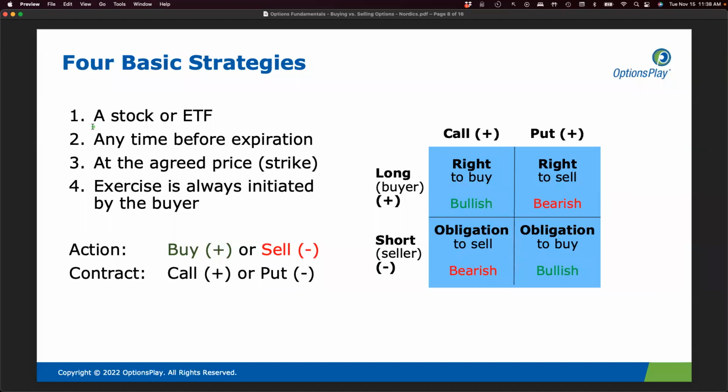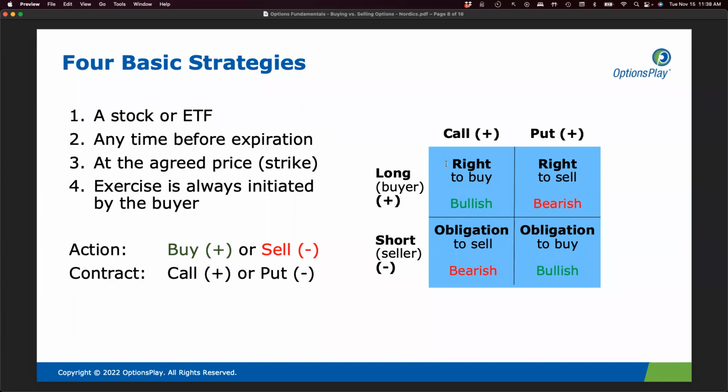So with any option contract, you have a few different terms of the contract. It specifies which stock or ETF the option is listed on. It has the time of the expiration at which the option contract can be exercised. It also has a specific strike price, the agreed upon strike price at which the option will be initiated, and it's always the buyer that has the option to initiate the contract or exercise the contract.